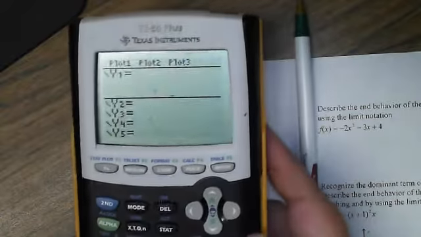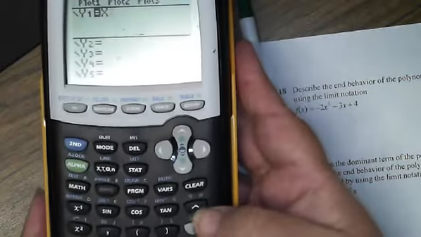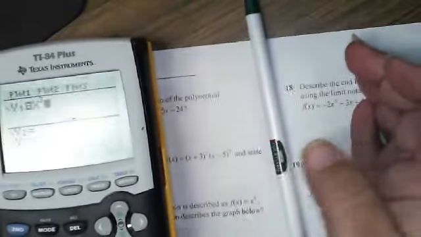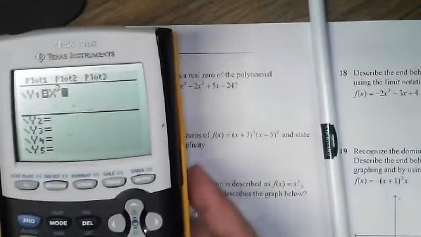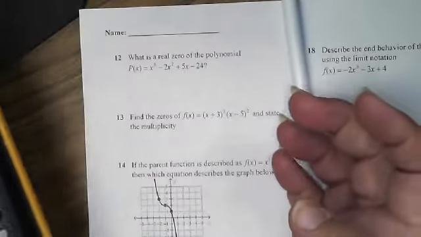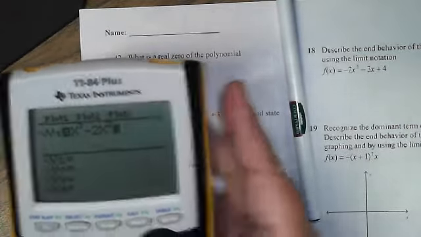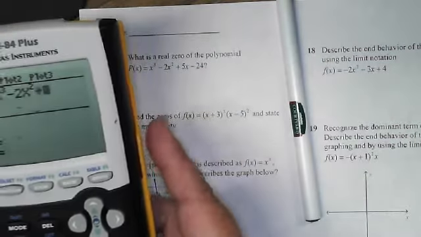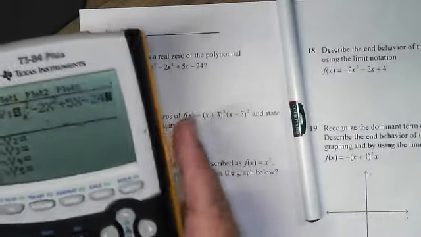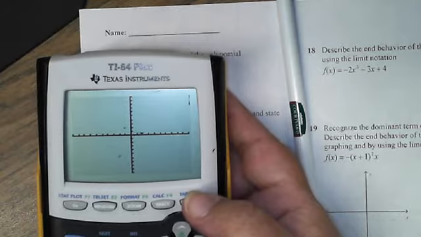This is how you do it. You put the x to the third, use your little caret, to the third, scoot to the right, minus 2x squared, plus 5x, minus 24. So now that everything's in there, all you have to do is hit graph.